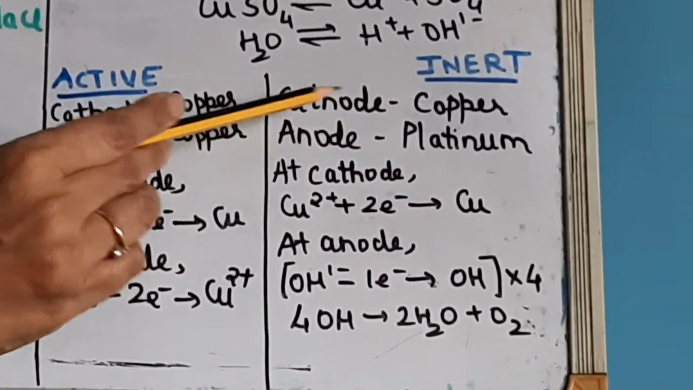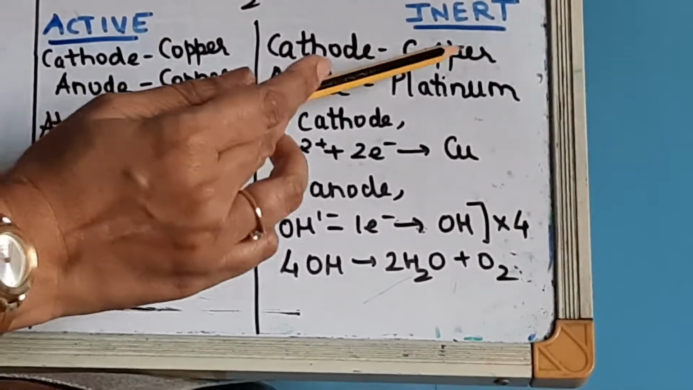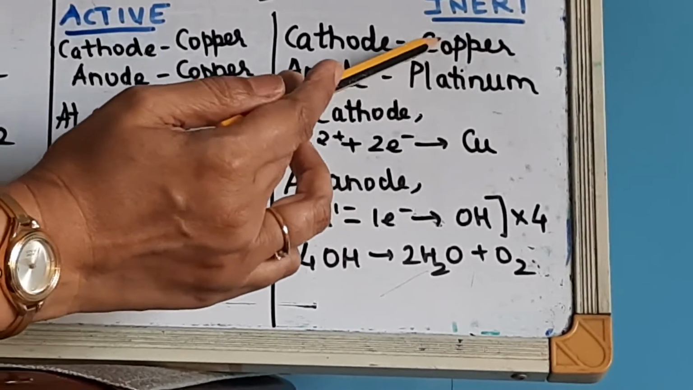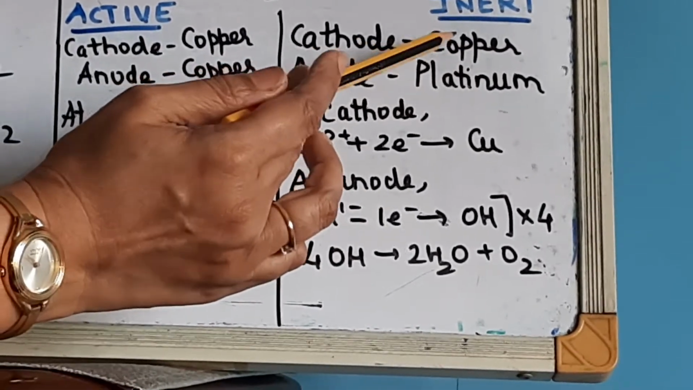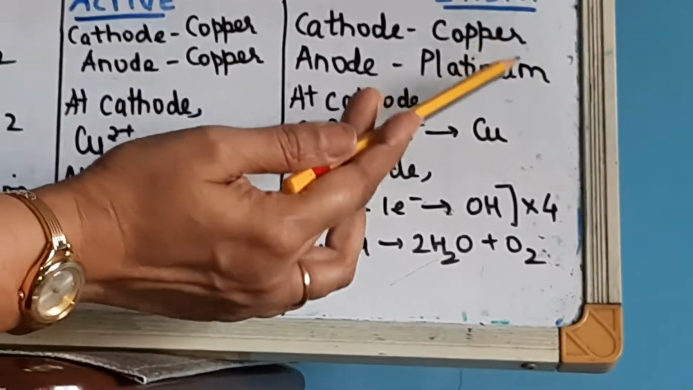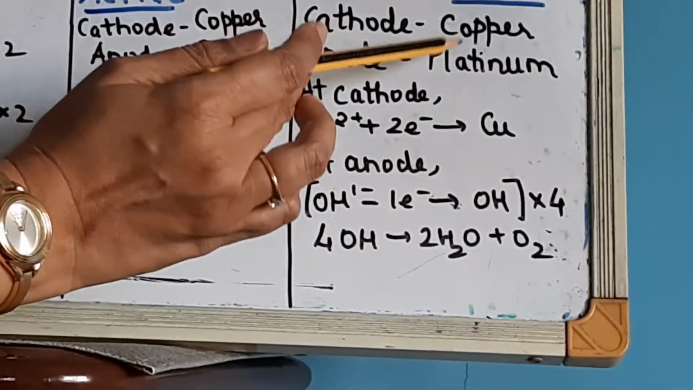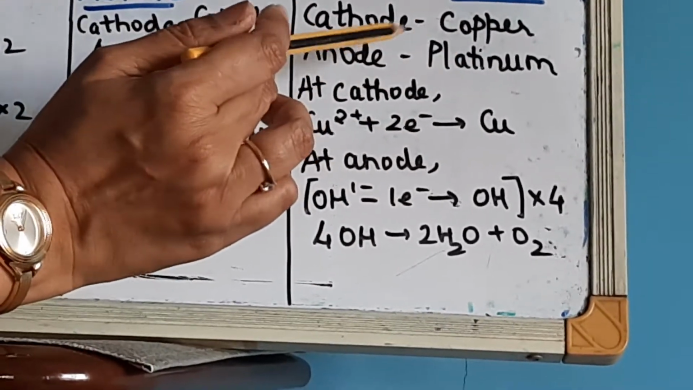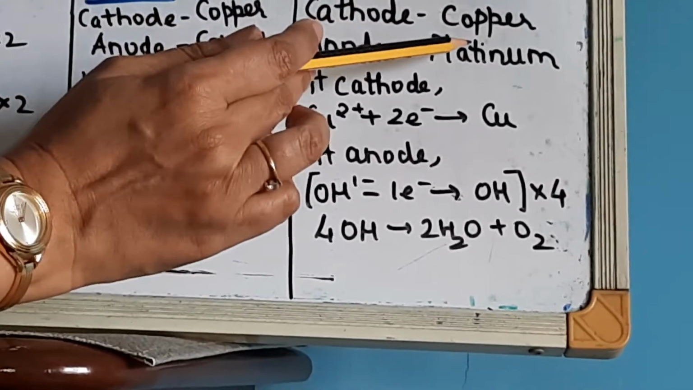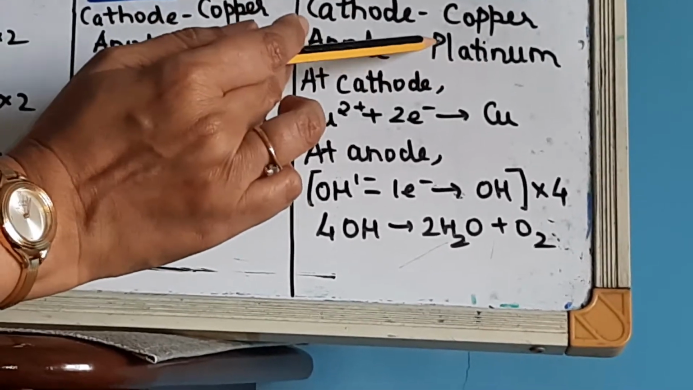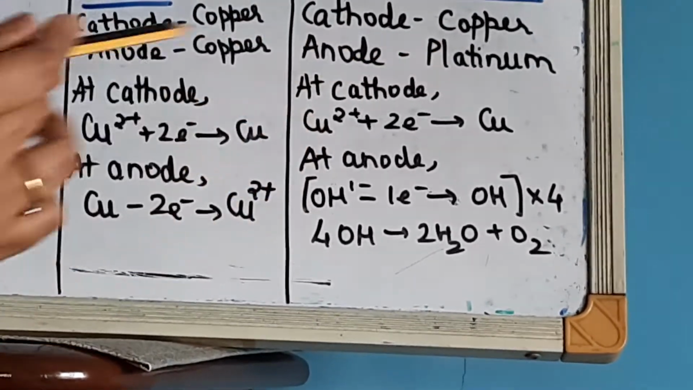When you are using inert electrodes, cathode can be copper or it can be platinum also. There is no restriction for cathode, but anode has to be inert. That is a prerequisite. So here we are using anode as platinum. Now the same thing you will carry out.